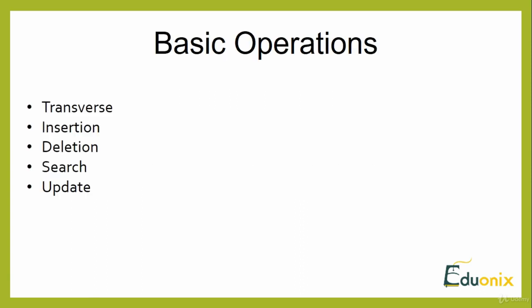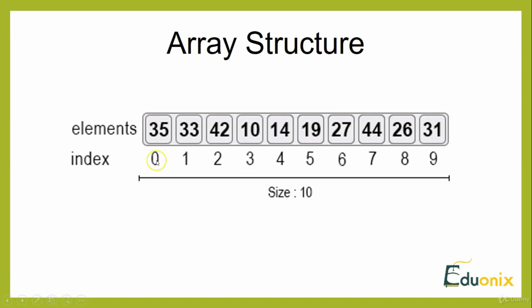Next we will understand the basic operations of an array. The various basic operations include traversal, insertion, deletion, search, and update. Traversal means it prints all the array elements one by one. Say for the previous slide which we have, if I say traversal, it means that it will print all the elements with the help of the index number. Suppose my index starts with 0, then it will print accordingly 35, 33, 42, 10, 14, 19, 27, 44, 26 and then 31.